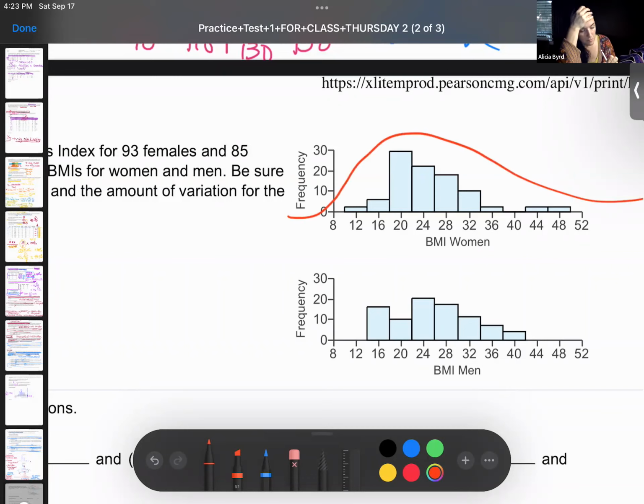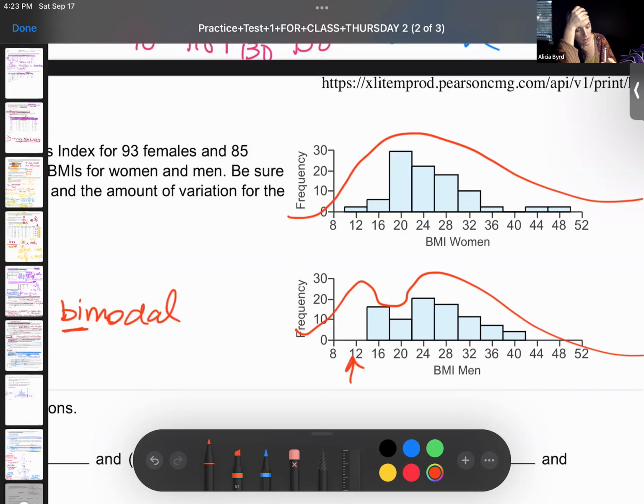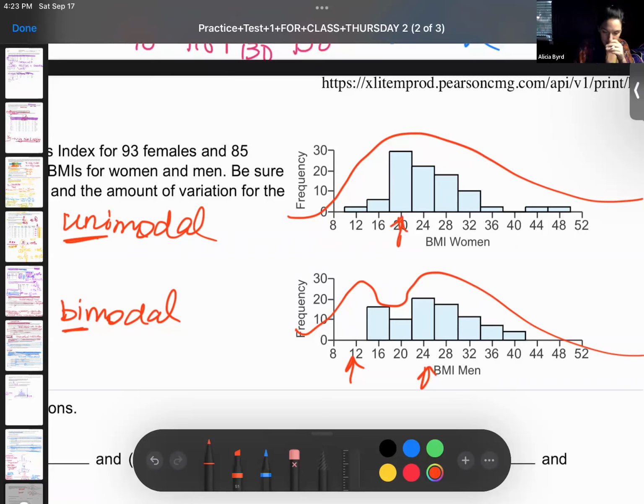Looking at the BMI for men, it would go up and down because there's actually two peaks, right? So right away we see that men's going to be bimodal. Like a bicycle has two wheels, bimodal has two peaks. You see that? Good. So women is unimodal. Good. Like a unicycle has one wheel. And then the peak for women would be 20, right?